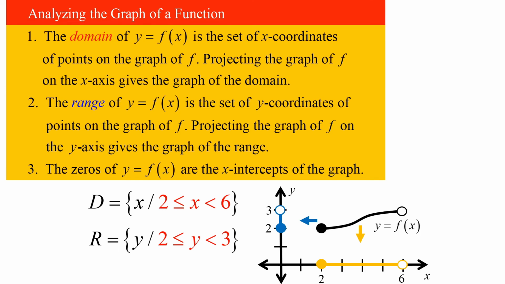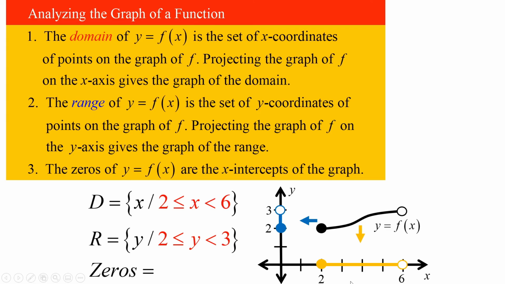Now, last concept here. The zeros of y equals f of x are the x-intercepts of the graph. So, does this curve ever touch the x-axis? No, it does not. So guess what? What are the zeros then?